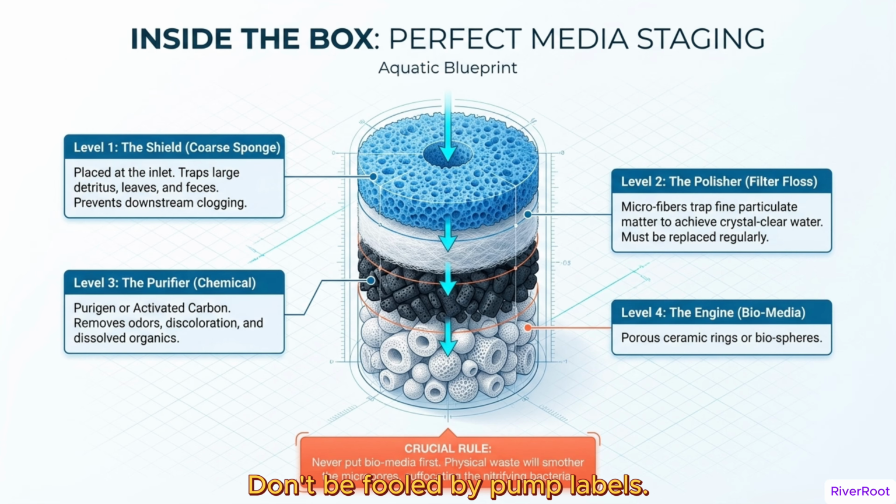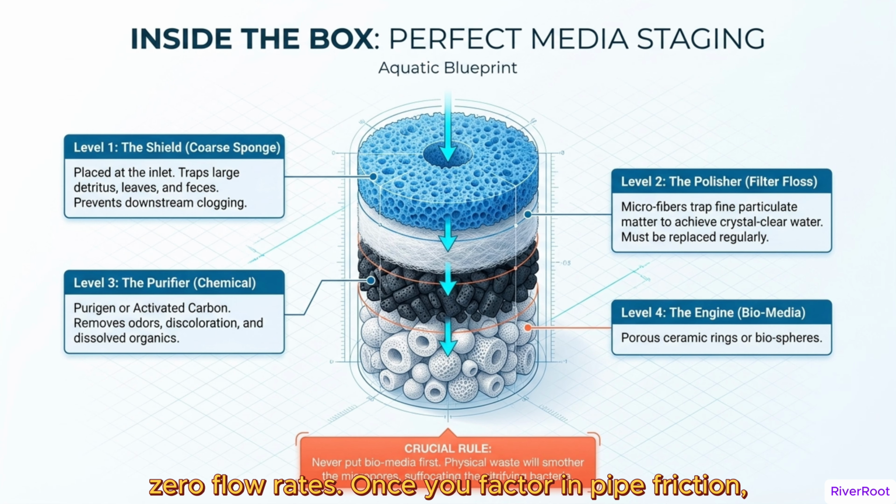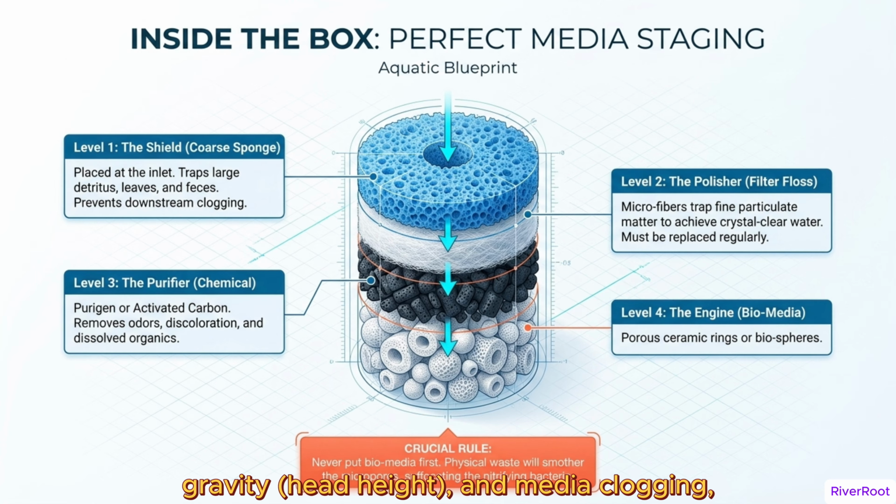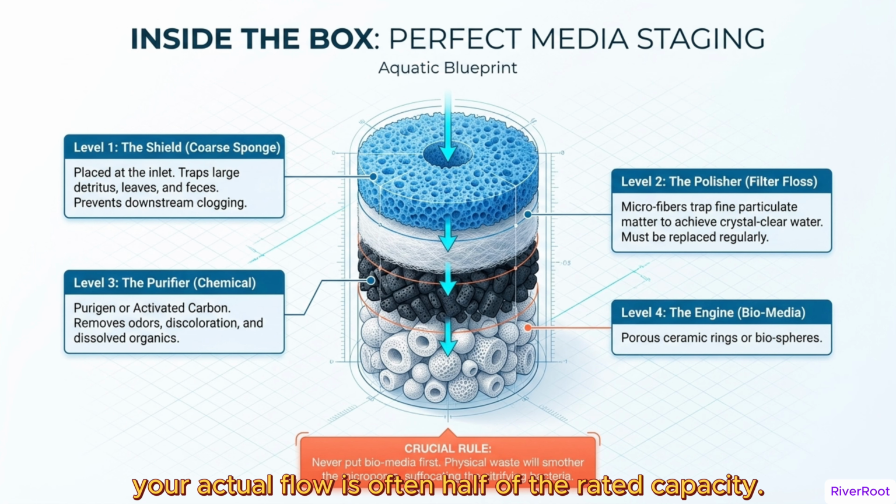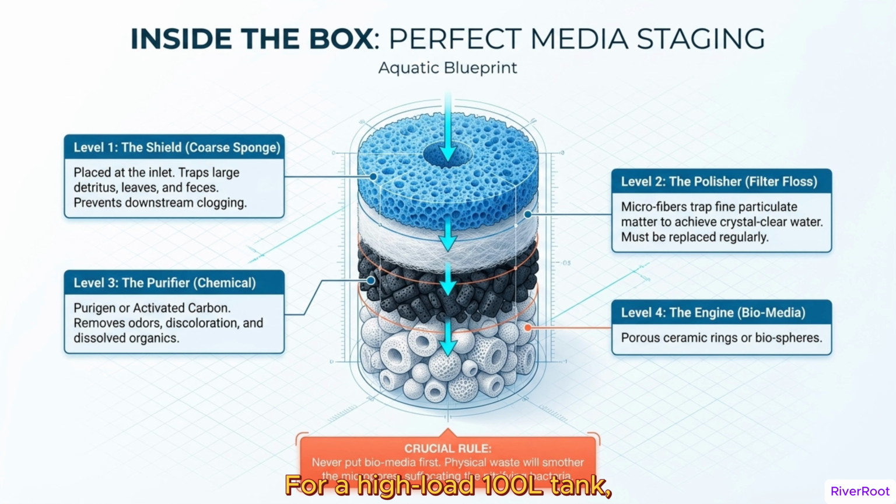Don't be fooled by pump labels. Manufacturers often quote head pressure, zero flow rates. Once you factor in pipe friction, gravity, head height, and media clogging, your actual flow is often half of the rated capacity. For a high-load 100L tank, you don't need a 500 L/H pump, you need a pump rated at 1000 L/H to ensure a real-world 5x turnover.